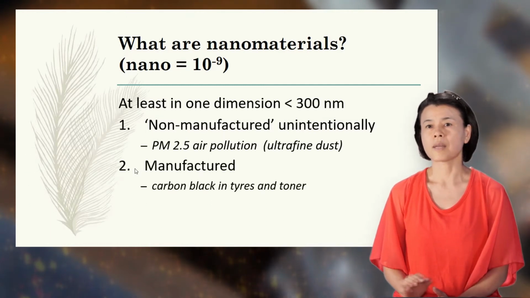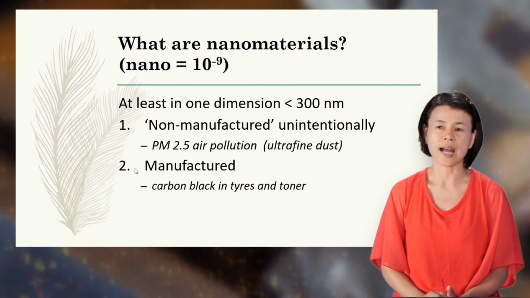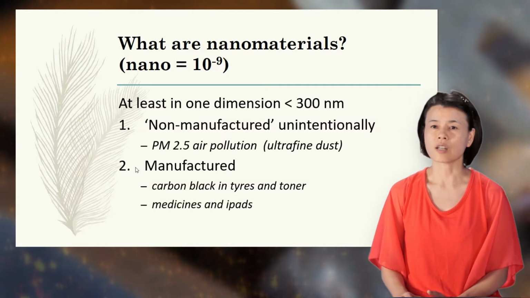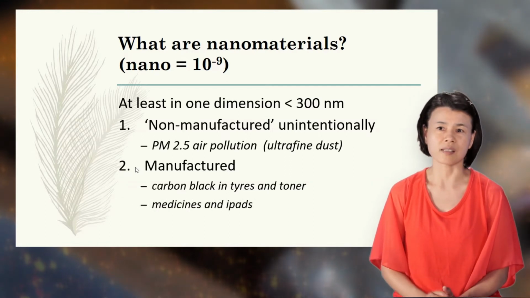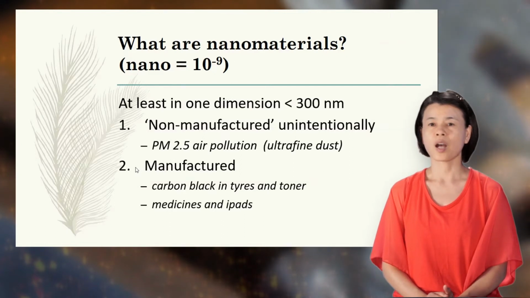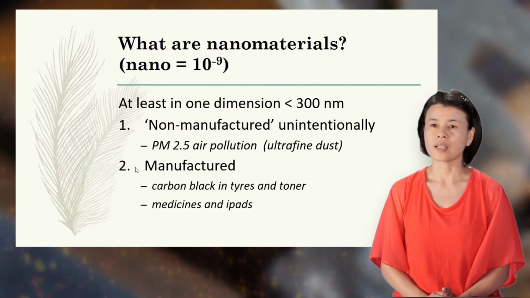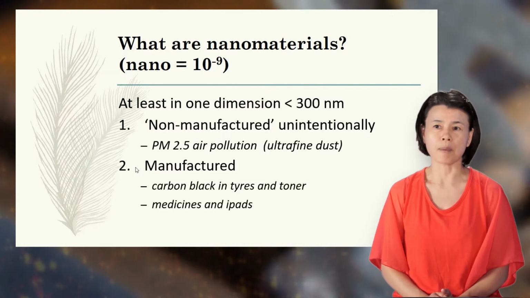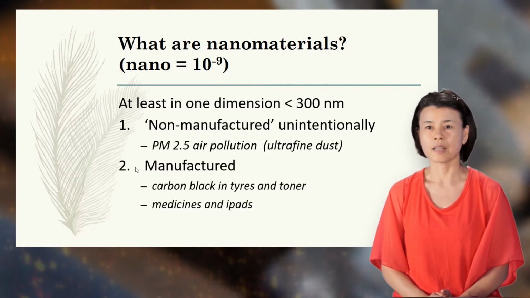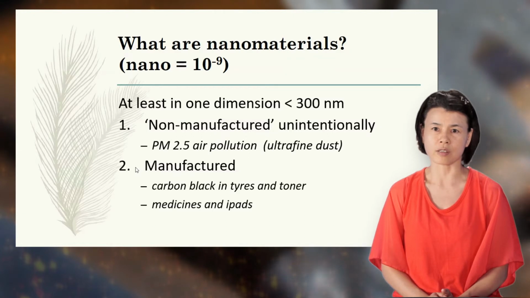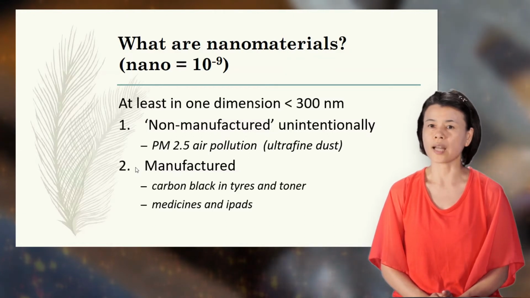Second one is manufactured nanomaterials like carbon black in tires and toner. In addition, it's also used in making medicines and iPads. Okay, these are two kinds of nanomaterials. One is a byproduct from combustion of engines, and it becomes air pollution. The other kind is manufactured nanomaterials. Let's take a moment to look at the second kind.